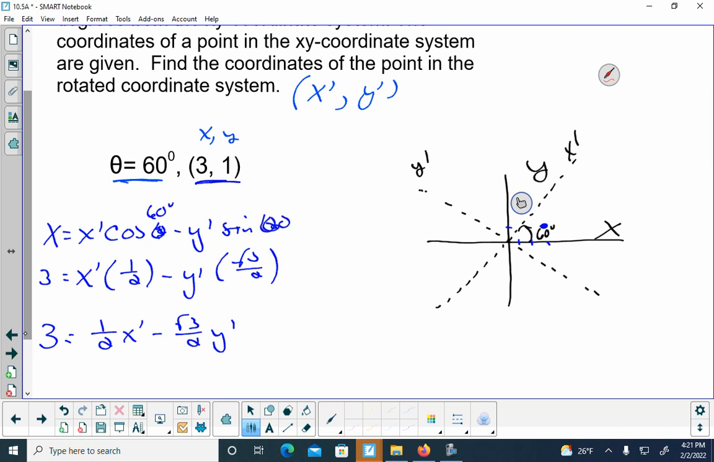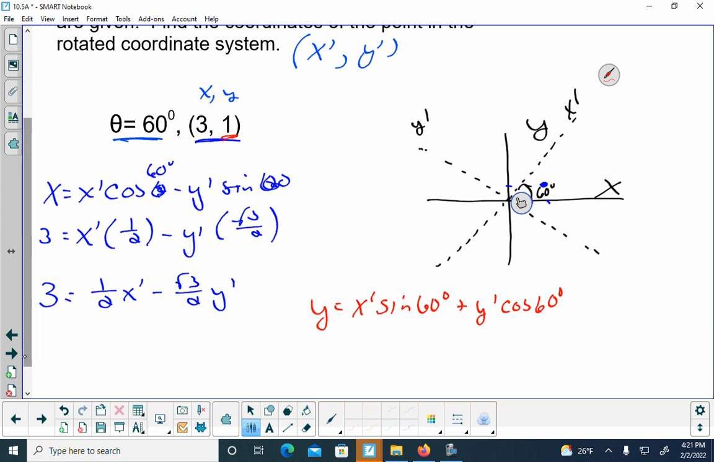So my y is going to be, that formula is y equals x prime sine of my angle, so I'm going to write sine of 60 degrees, plus y prime cosine 60 degrees. Then I'm going to substitute in what I know, and I know that my y is 1. 1 is equal to, the sine of 60 degrees is the square root of 3 over 2, and the cosine of 60 degrees is 1/2.